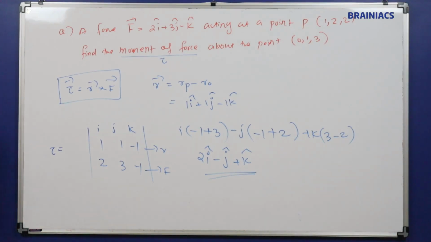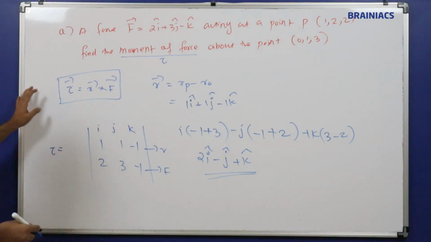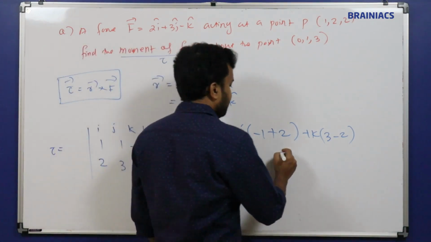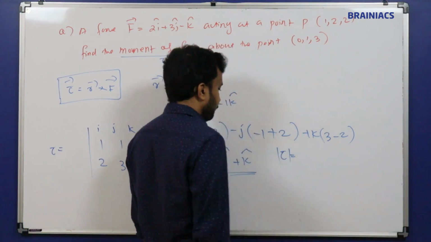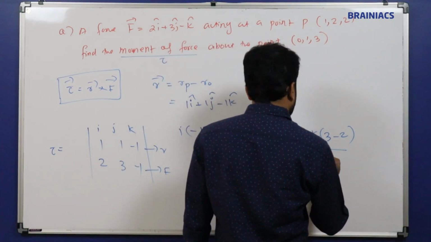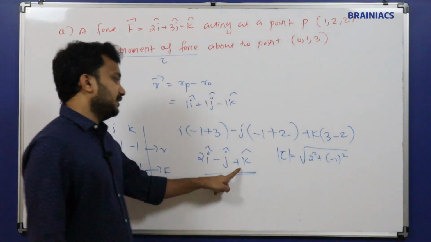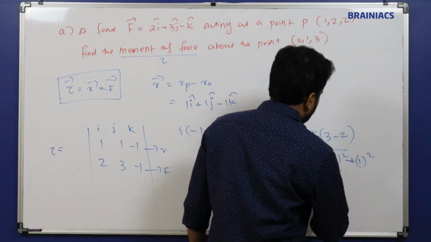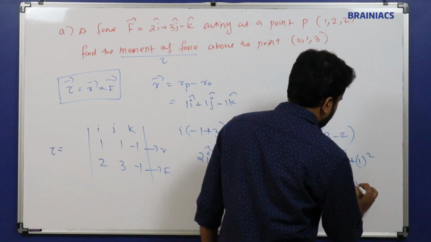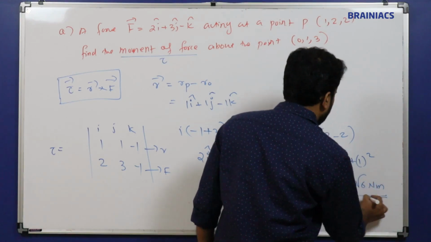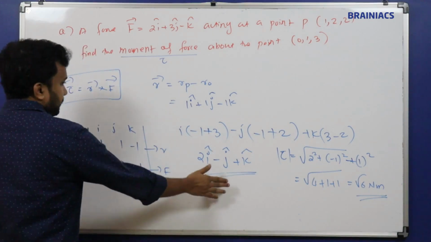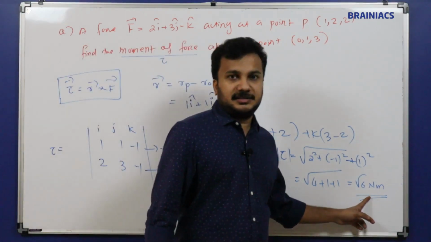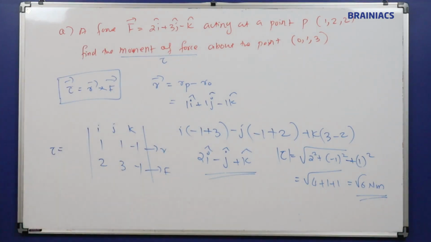This is in the vector format. Sometimes in your options, they may give it in vector format. Sometimes they will give you a magnitude. Magnitude of torque means root of 2 square plus minus 1 square plus 1 square. So how much will come? 4 plus 1 plus 1, which is equal to root 6 Newton meter. So depends on the question, whatever they have asked, we can do it accordingly. That's the only thing.